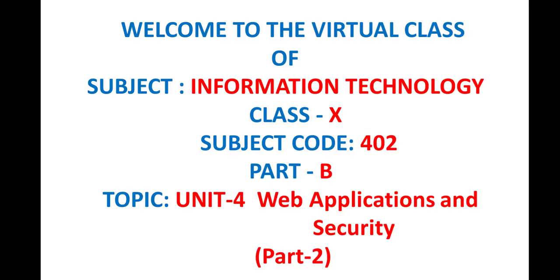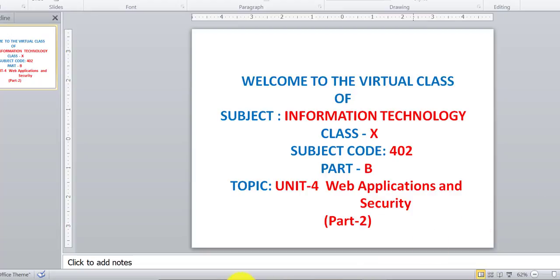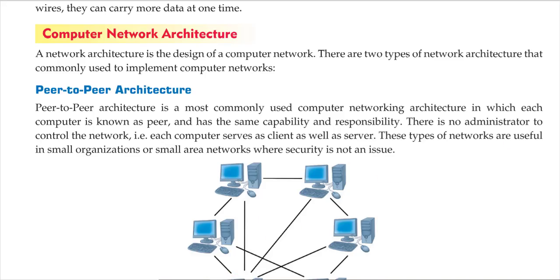Today we are doing Unit 4, Web Applications and Security, of Part B, second part. Computer Network Architecture means the design of the computer network. There are two types of network architecture that are commonly used in computer networks.